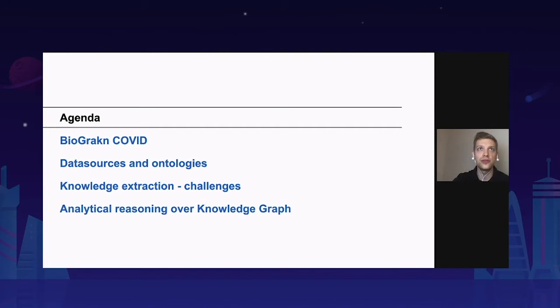So what we are going to talk about today: we'll briefly talk about BioGrakn COVID, what it is, and what the team is that has been working on it. Then I will move to data sources and ontologies, so what data we brought to our knowledge graph. I will briefly talk about knowledge extraction, how you can extract knowledge, especially from unstructured data sources, and what challenges we faced during building BioGrakn COVID. And at the end, I will talk about analytical reasoning of a knowledge graph, so how you can do some analysis on a knowledge graph.